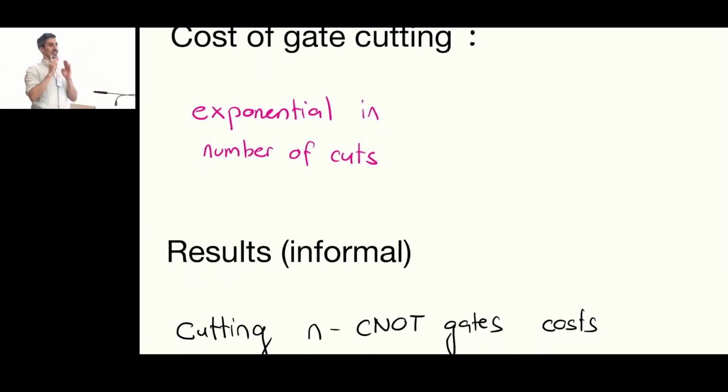Exponentially in the number of cuts, in this case. If we cut n gates, then we need to expect a cost or overhead, which I will specify, that scales exponentially in n.